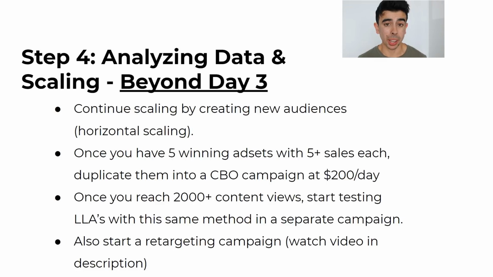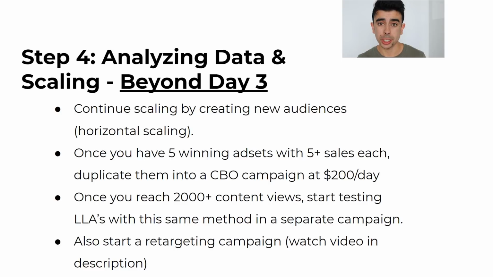Now here's the thing, beyond day 3, the way that we've scaled this is by creating new audiences, right? Horizontal scaling. This is the most effective way to scale at the beginning because you're not putting all your eggs into one basket. Now here's the thing, once you have 5 winning ad sets with 5 or more sales each, then the best way to scale even further is to duplicate those 5 ad sets and put them in their own CBO campaign at $200 a day.